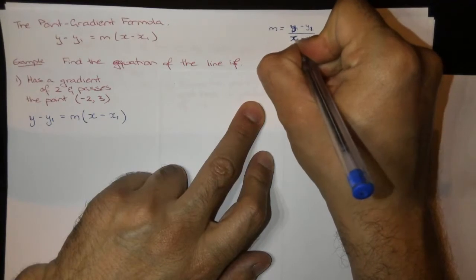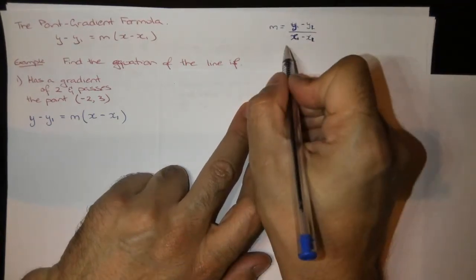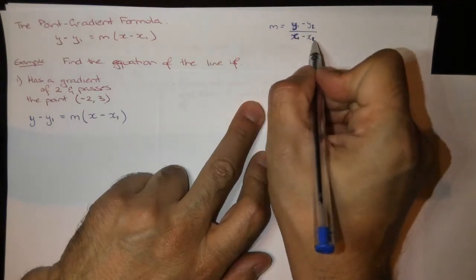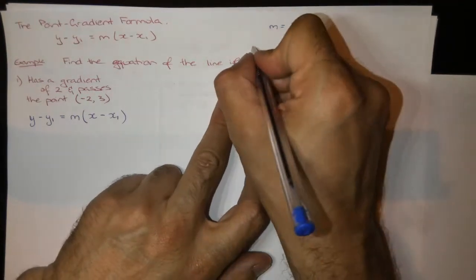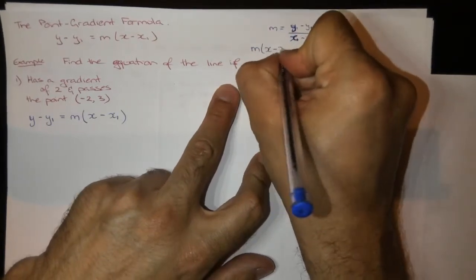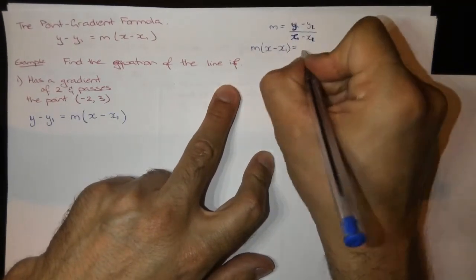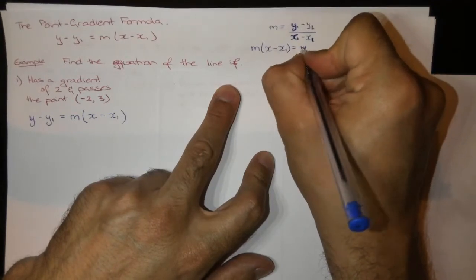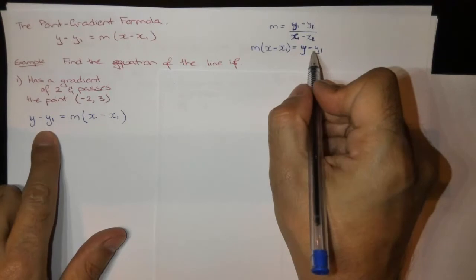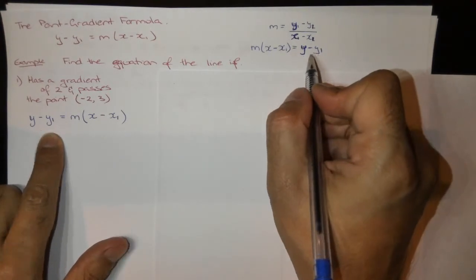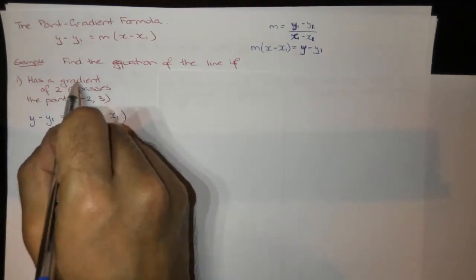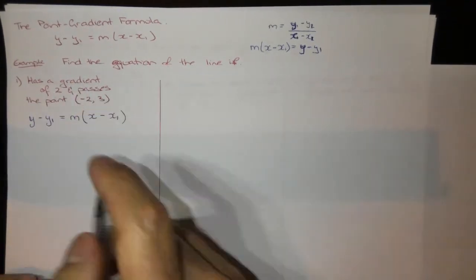Yep. I can rearrange this equation by multiplying both sides by x minus x1, which gives you m(x minus x1) equals y minus y1, which is exactly that. Okay, and that's where it comes from. So we know what the gradient is. The gradient is 2. We'll just plug that in.